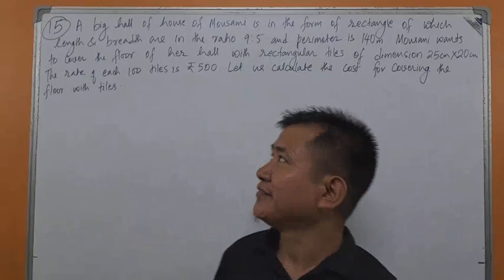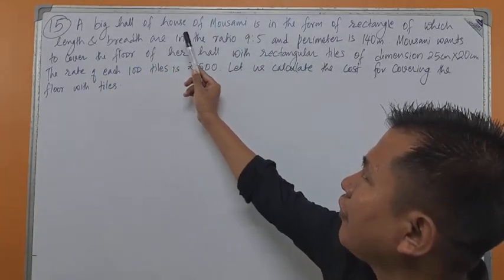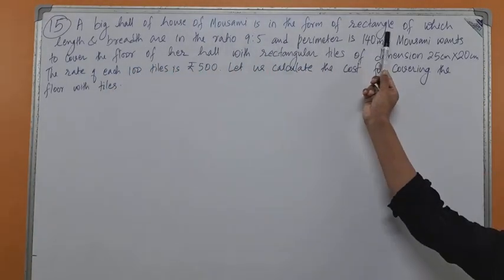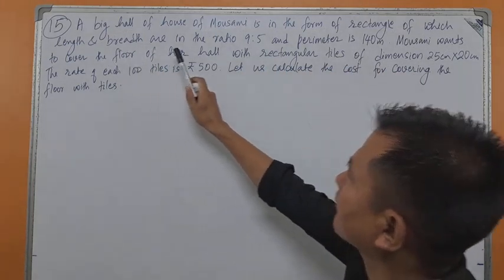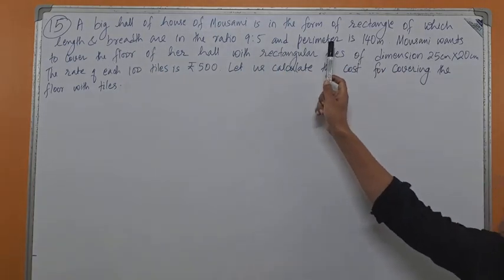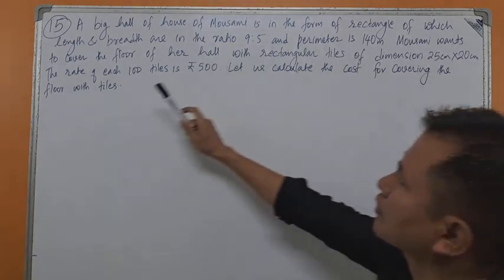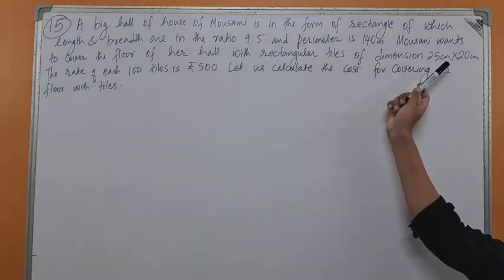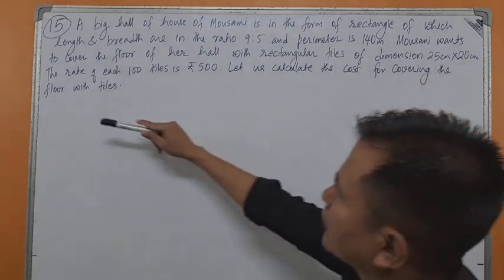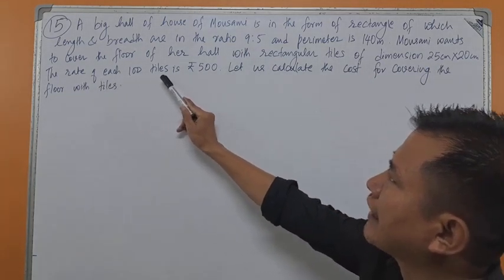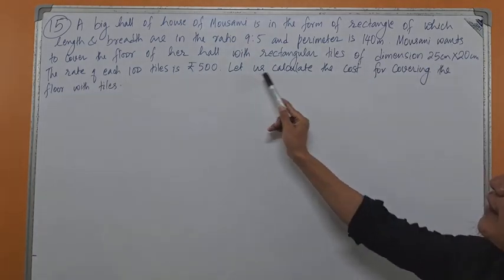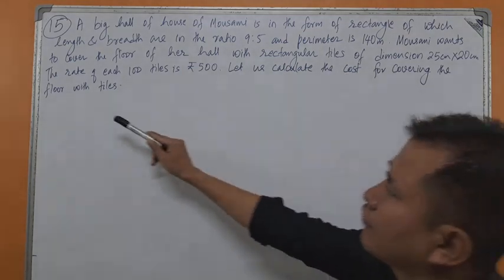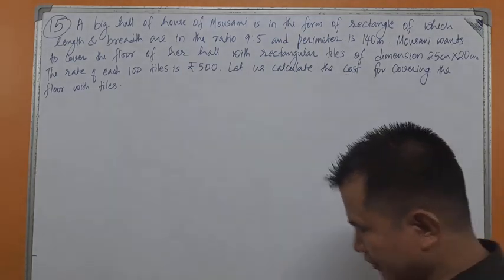Question number 15. A big house of Mausami is in the form of rectangle, of which length and breadth are in the ratio 9:5 and perimeter is 140 meter. Mausami wants to cover the floor of her hall with rectangular tiles of dimension 25 cm times 20 cm. The rate of each 100 tiles is rupees 500. Let us calculate the cost for covering the floor with tiles, okay? So let's understand this question.